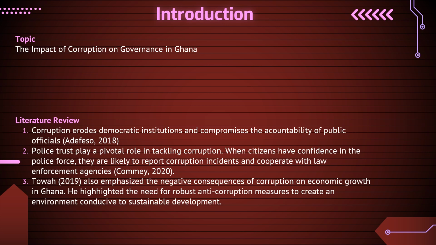The review reveals that corruption erodes democratic institutions and compromises the accountability of public officials, that's by Adefusu in 2018. Also, police trust plays a pivotal role in tackling corruption. When citizens have confidence in the police force, they are likely to report corruption incidents and cooperate with the law enforcement agencies, that's by Comey. Also, Towa in 2019 emphasized the negative consequences of corruption on economic growth in Ghana. He highlighted the need for robust anti-corruption measures to create environments conducive to sustainable development.